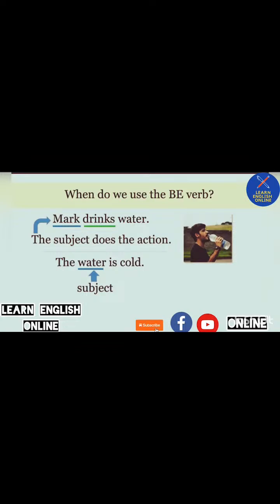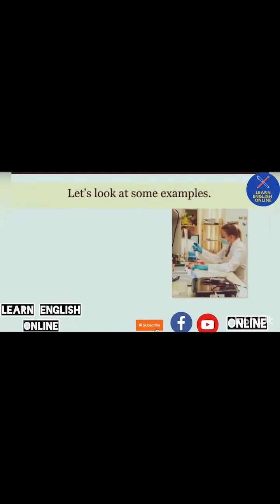We need a verb, but there is no action, so we use the be verb to connect the subject to the rest of the sentence. The water is cold. Is the verb, and we use the be verb to connect to the adjective cold. We need a verb. Let's look at some examples.